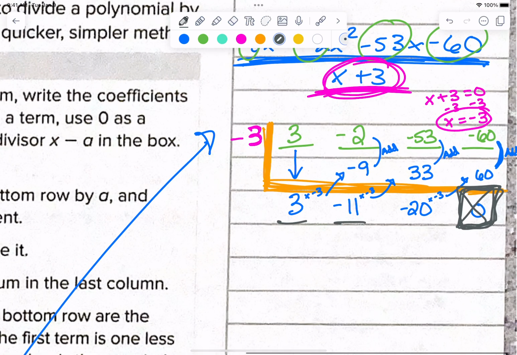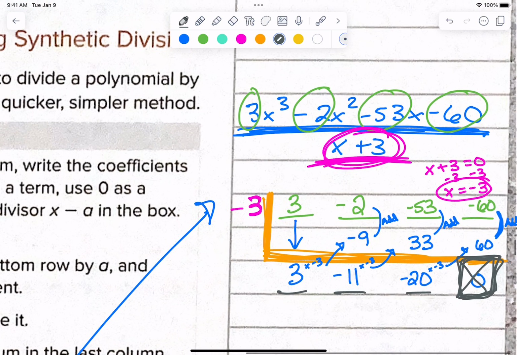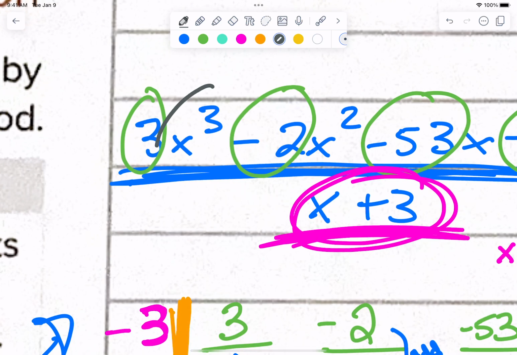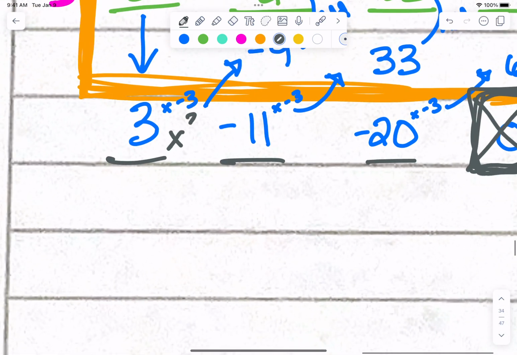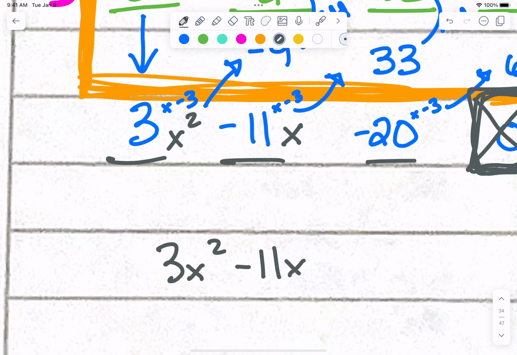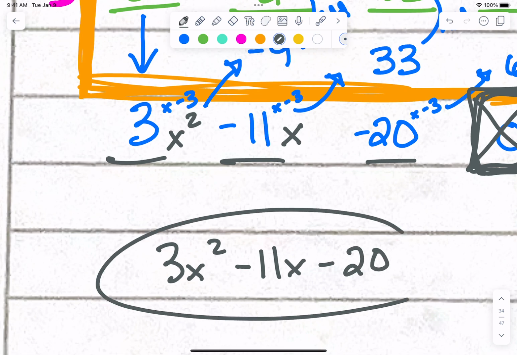All right, now here's the deal. We need to start putting the x's back in here. All right, so listen. I'm looking at the highest power. I was taking x to the 3rd power, and I was dividing by x. So my first term will be x squared. Then after that, this guy will be x, and then this one, the 20, will not have a number on the end of him. And my answer is 3x squared minus 11x minus 20.